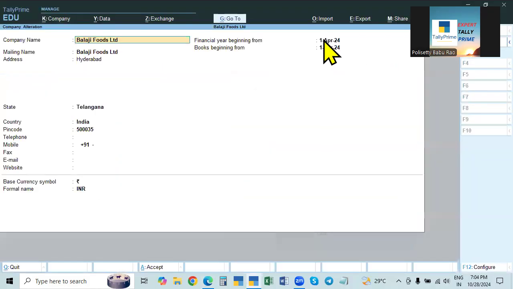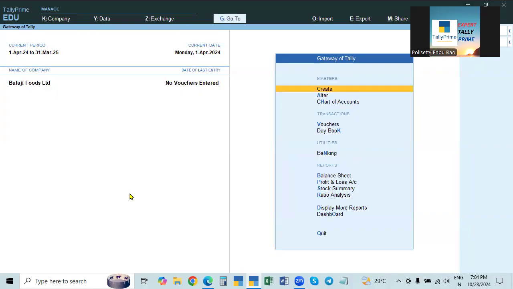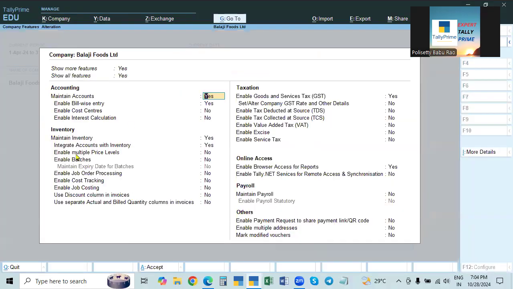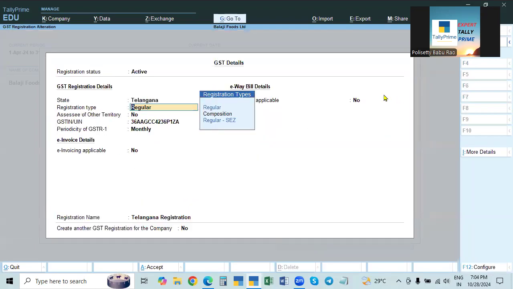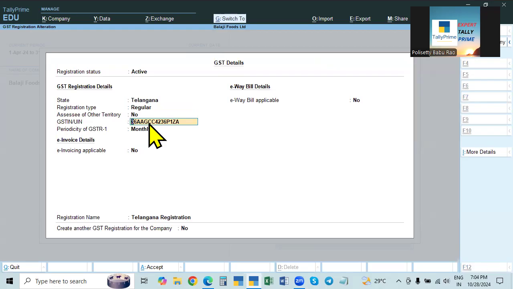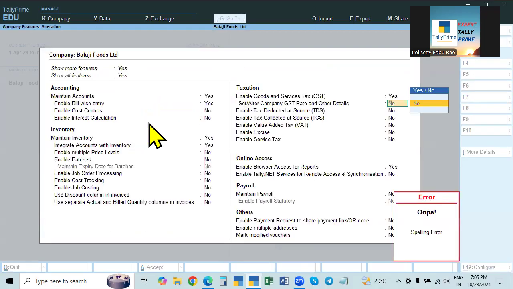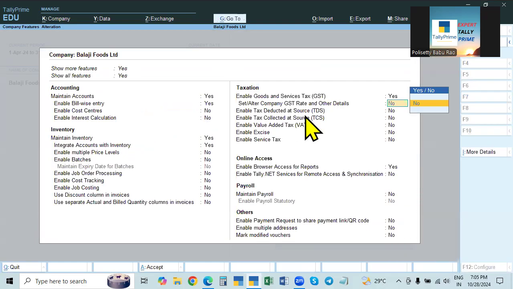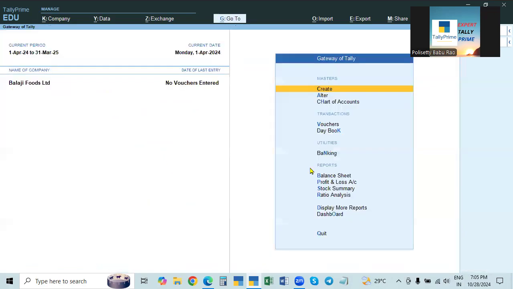I am taking the first of April 24. Everything, the state and everything, I have accepted. Then in the F11 features, I enable maintain accounts, maintain inventory, and enable goods and services tax. We automatically take the state, select regular, and also enter the GST PIN number, and then accept. So this is accepted completely.